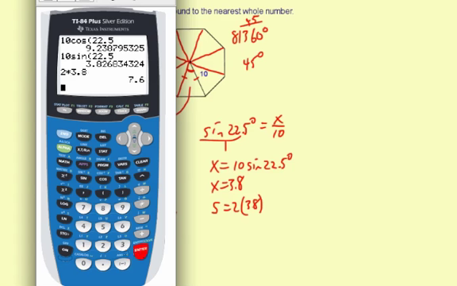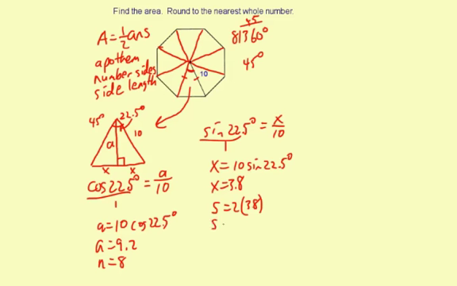That means s, the side length, equals 2 times 3.8. So that's 7.6. So s equals 7.6. Now we can substitute all the known values that we found into the area formula. So the area equals 1/2 times A, the apothem, which we know is 9.2, times the number of sides, which is 8, times side length S, which is 7.6.